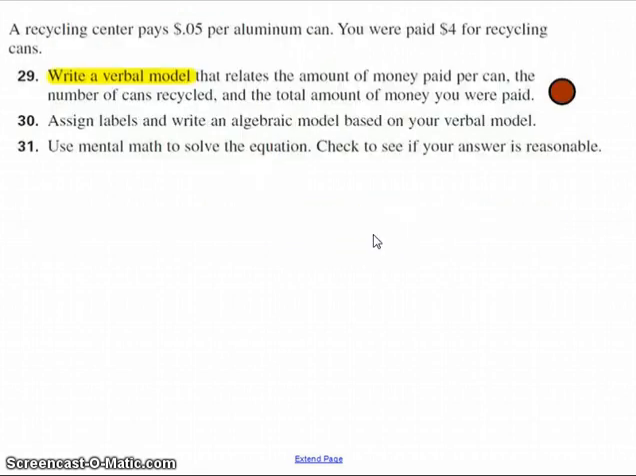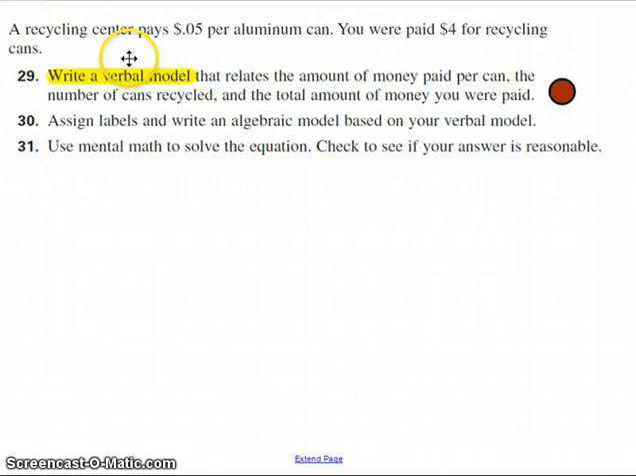Okay, let's see if you can apply that now. Just looking at the sentences up here and then number 29, go ahead and write your own verbal model for this story about the recycling center. Hit the pause button, and when you come back, we'll talk that through.